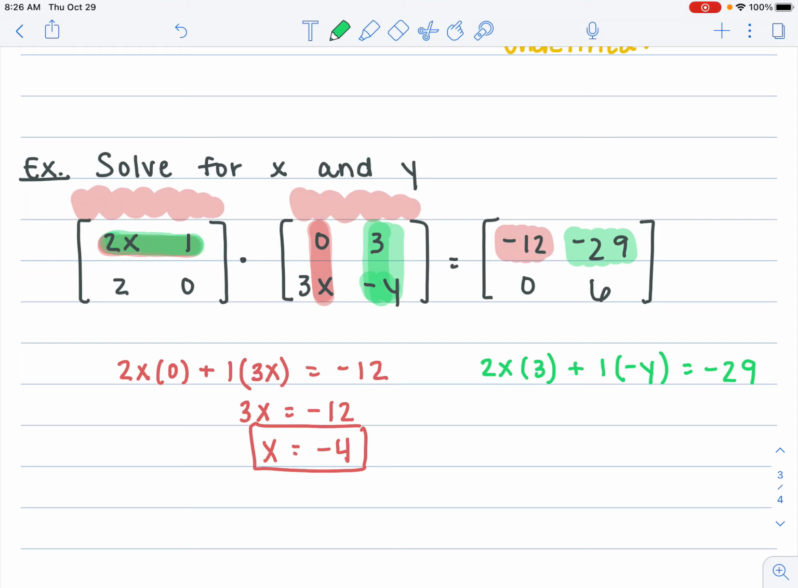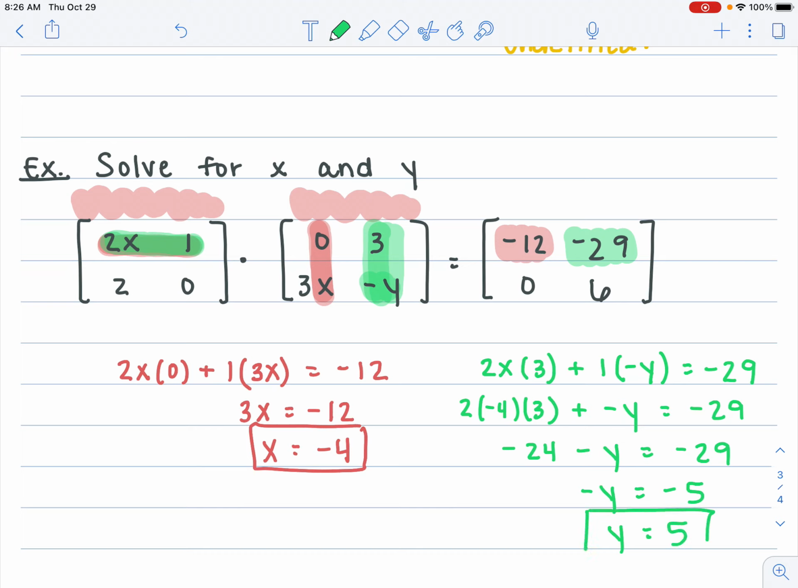Now the only catch here is you look at this equation, we have both x and y in this equation, but the good news is we already know what x is, so I'm going to substitute that in. Okay. 2 times negative 4 times 3 is negative 24 minus y equals negative 29. I'm going to add the 24 over and then divide by negative 1. I get y equals 5.